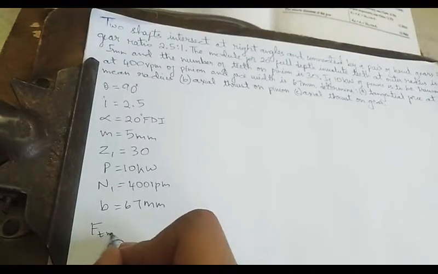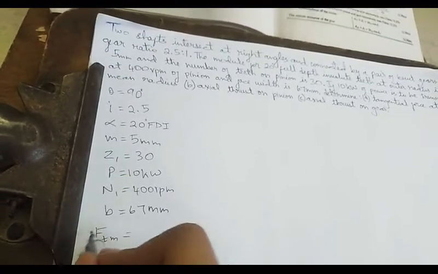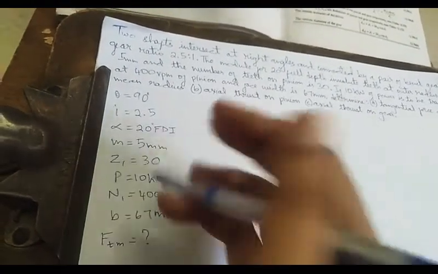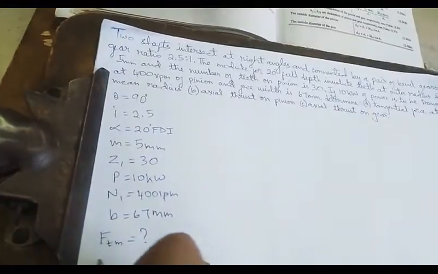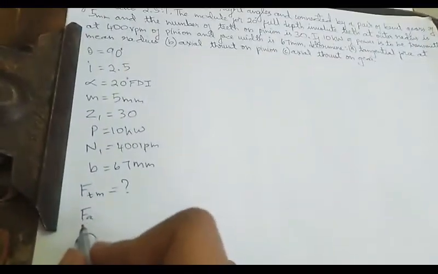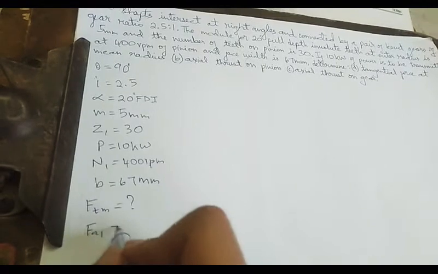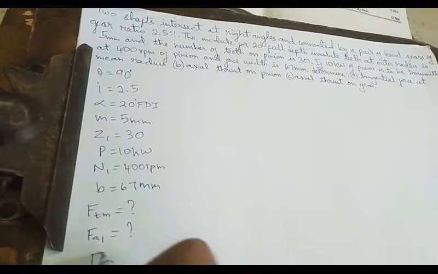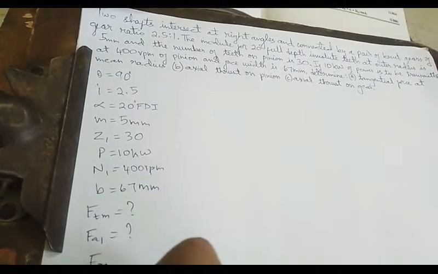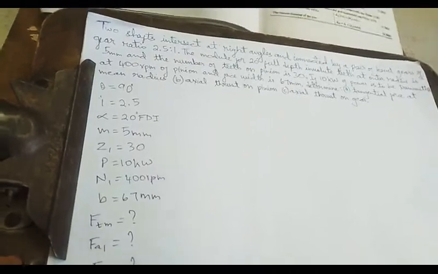Determine the tangential force at mean radius. We shall take its suffix as m, Ftm. And the axial force at pinion. Axial force we shall call Fa, and for pinion we shall call it Fa1, and for axial force on gear we shall call Fa2.